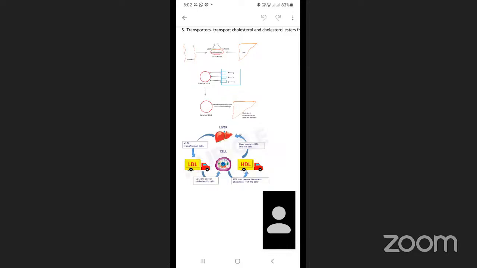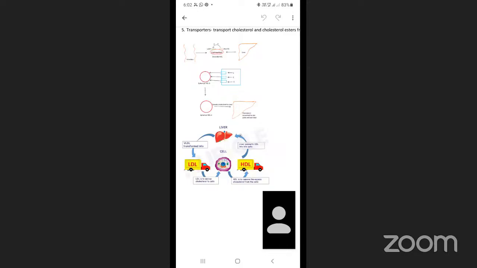Now, this spherical HDL2 donates its cholesterol to the liver, and in the liver this cholesterol is converted to bile acids and excreted. So this cholesterol that is being excreted via the liver is basically the cholesterol that is coming from the peripheral tissue. In this way, HDL is considered good cholesterol as it is involved in reverse cholesterol transfer, from the peripheral organs to the liver, and from the liver it is excreted out.